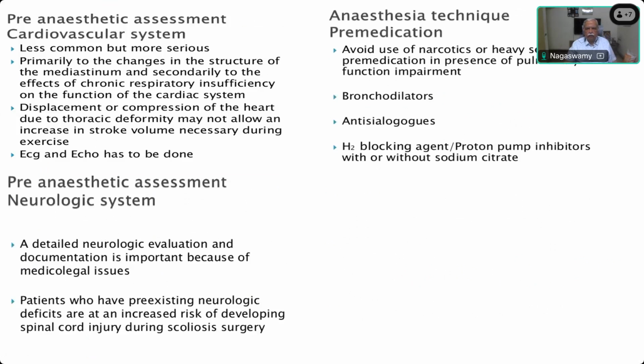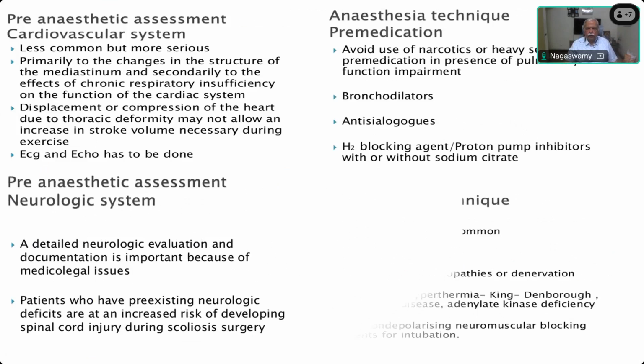In pre-operative orders, you go for NPO, and avoid strong opioids if there is a restrictive lung function. You can use bronchodilators, anti-sialagogues also have to be given, and you can use the regular proton pump inhibitors or H2 blockers as a prophylactic measure against acid aspiration syndrome.